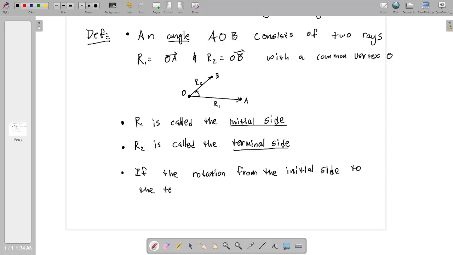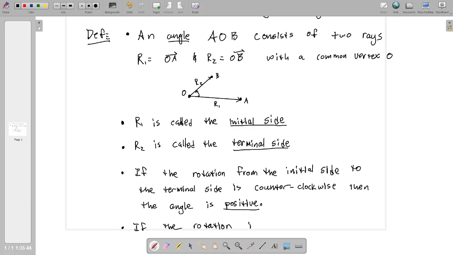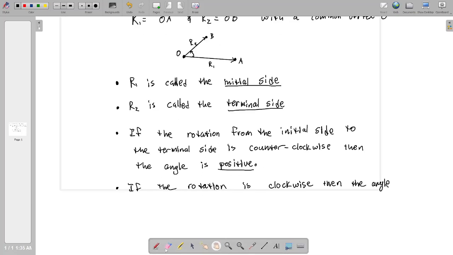If the rotation from the initial side to the terminal side is counterclockwise, then the angle is positive. If the rotation is clockwise, then the angle is negative. And that's what I meant when I said that these are not the same angle, depending on what the initial side and terminal side are.